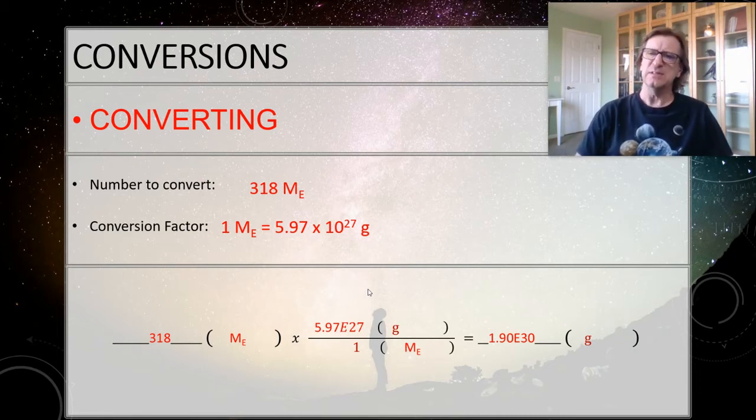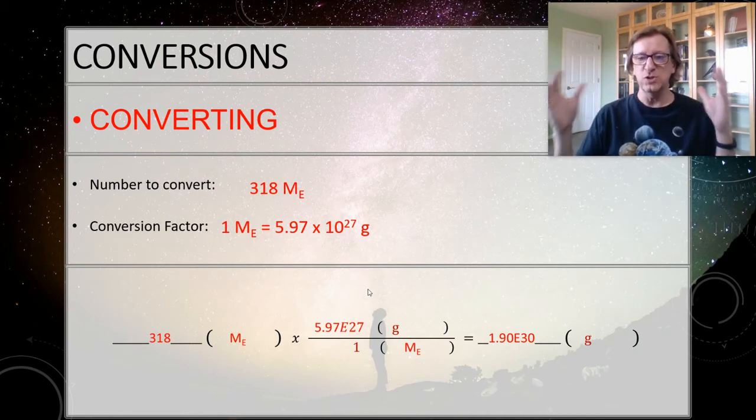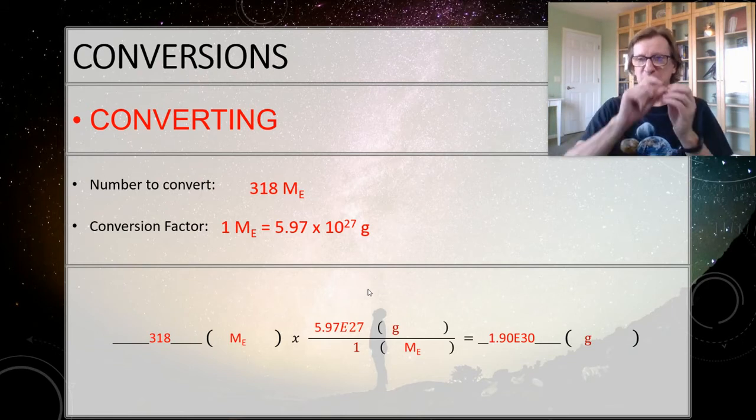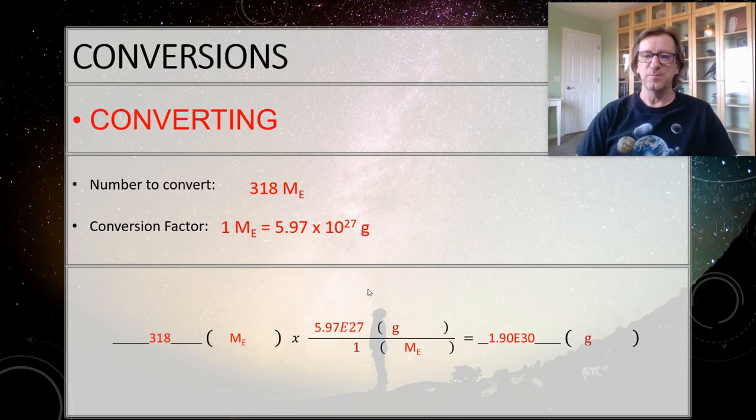Let's see if this makes sense. 1 gram is about the mass of a paperclip. How many paperclips do you think there are in Jupiter? Oh my God, huge number, right? So you had better be getting a huge number. And here I'm getting 1.9 and another 29 zeros going out behind it. So that looks good. Make sense? If you didn't get that, pause the video, go back, do it again.